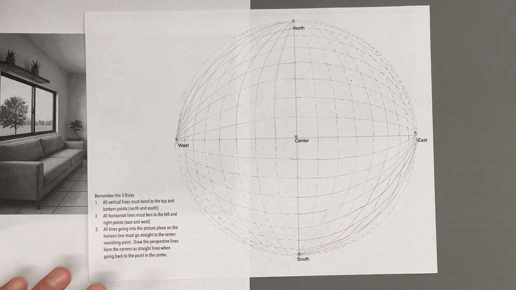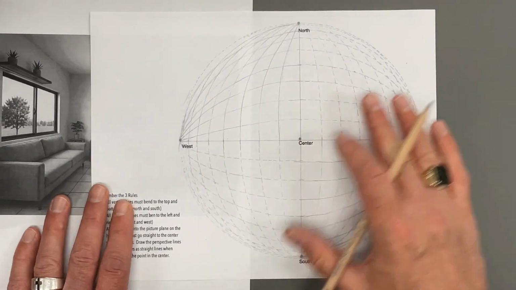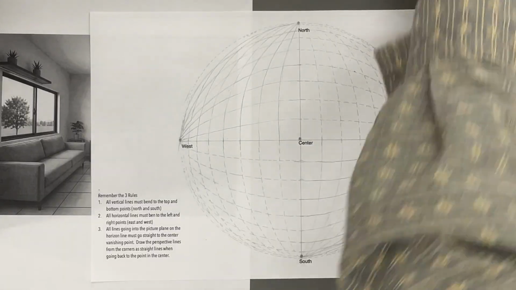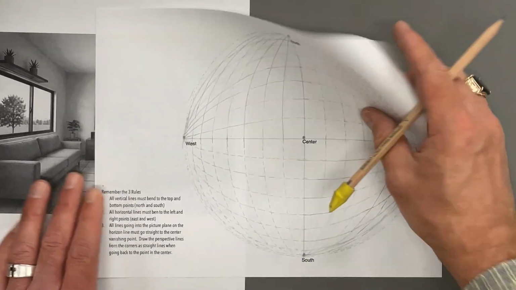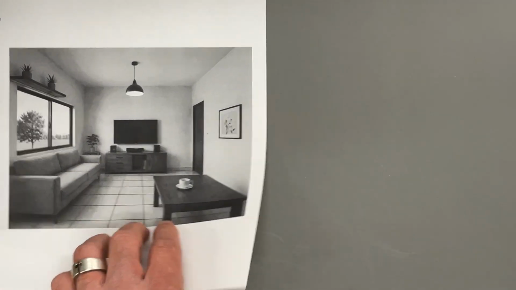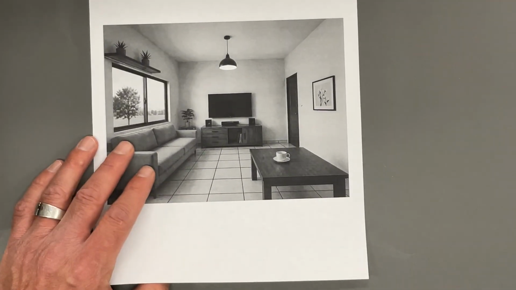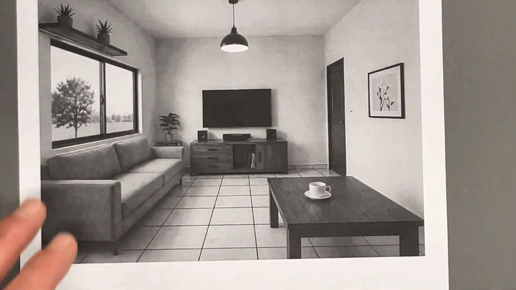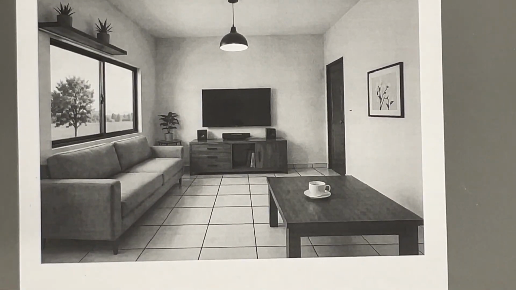All right, so here's my curvilinear grid. And now that we have that, we're ready to go on to the next step. Let me zoom in here and show you. So the next step, again, we're going to be making this drawing here into 5-point perspective.